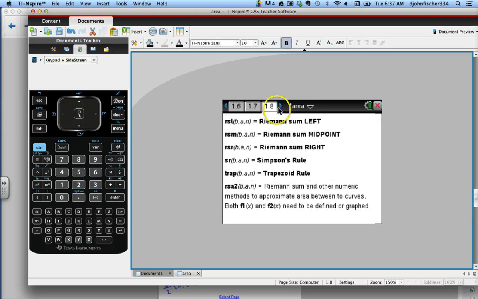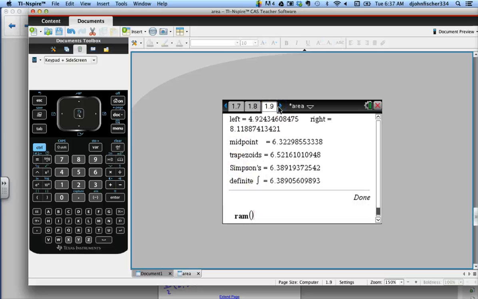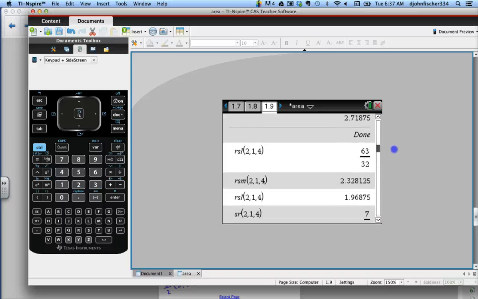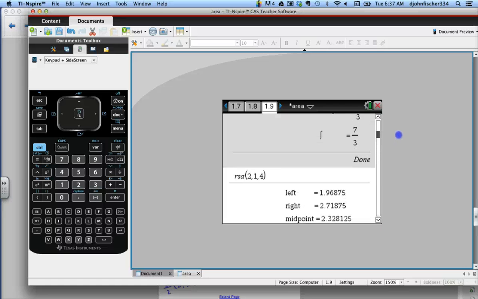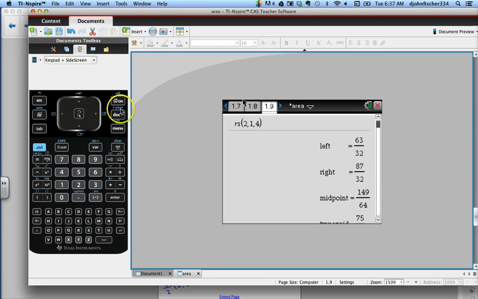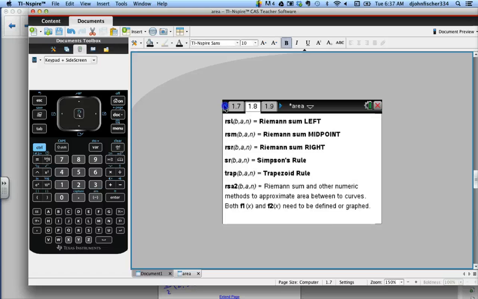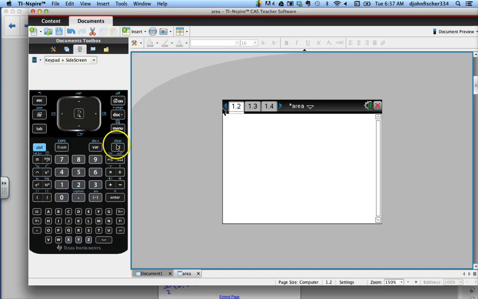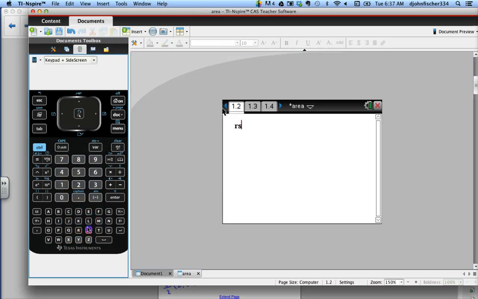These are all the things you can do. RS left, RSM, RSR, SR, TR, RSA2. You know, you've got a lot of different ones here. And I looked at some of the formulas as you go through here and what they did. The one I like is RSA. Okay, so I'm going to go back to my drawing and how this program works. Once you have the formula defined, all you have to type in is RSA. I'm having a hard time seeing my words. RSA. Notice when you type it in, it gives you parentheses showing where you're going to end.